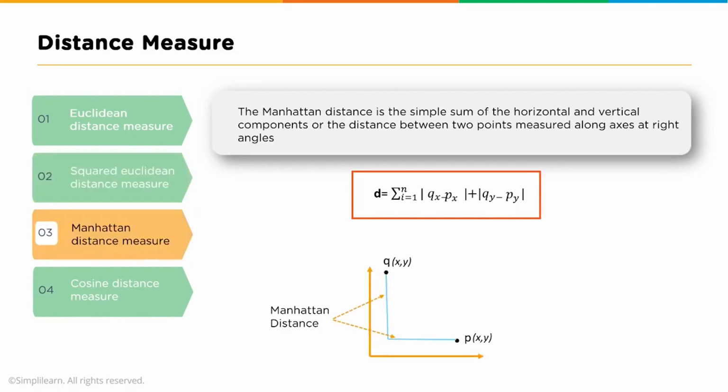Now, the Manhattan distance measurement is the simple sum of horizontal and vertical components, or the distance between 2 points measured along axes at right angles. This is different because you're not looking at the direct line between them. And in certain cases, the individual distances measured will give you a better result. Now generally that's not true. Most times you go with the squared Euclidean method because that's very fast and easy to see.